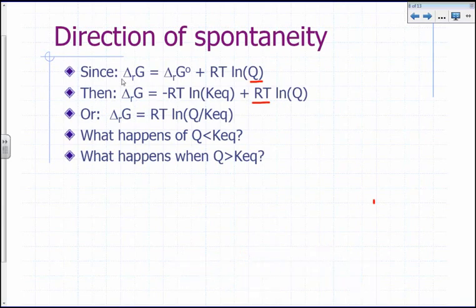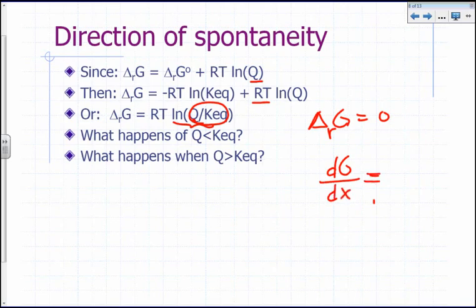So you'll notice that if Q is equal to KEQ, ln of 1 is 0, so delta G is equal to 0. What we're really saying is dG dx is equal to 0. Advancement or reversal of the reaction will not cause G to change, provided you have that infinitesimally small advancement or reversal of the reaction. Okay, you're at equilibrium. Okay, so that's your delta G. That's another way of expressing delta G.